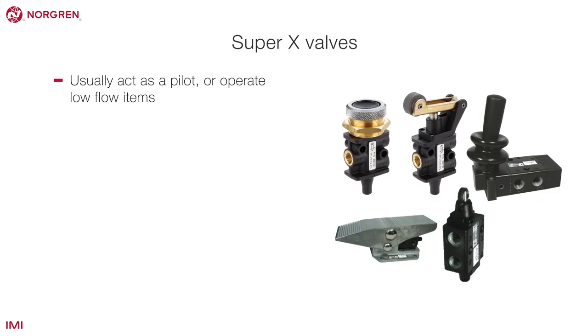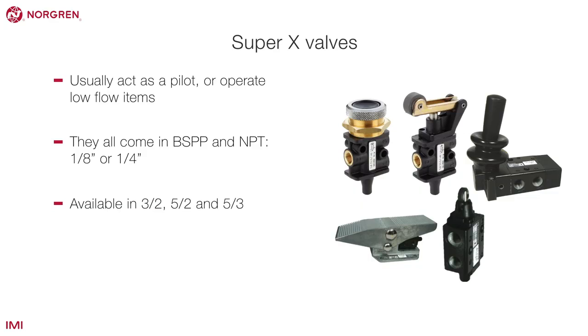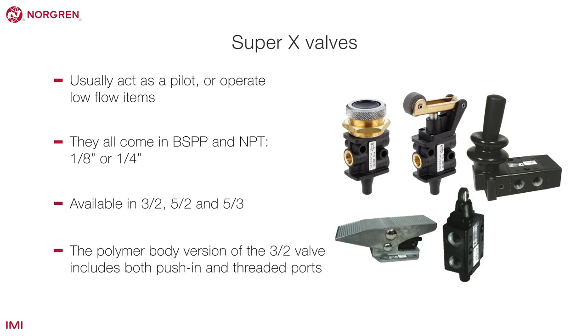These valves usually act as a pilot or operate low flow items. They all come in 1/8 or 1/4 of an inch port sizes, with a BSPP and NPT option, and a wide variety of manual or mechanical operators. These valves are available in 3-2, 5-2, and some 5-3 functions. The polymer body version of the 3-2 valve includes both push-in and threaded ports.